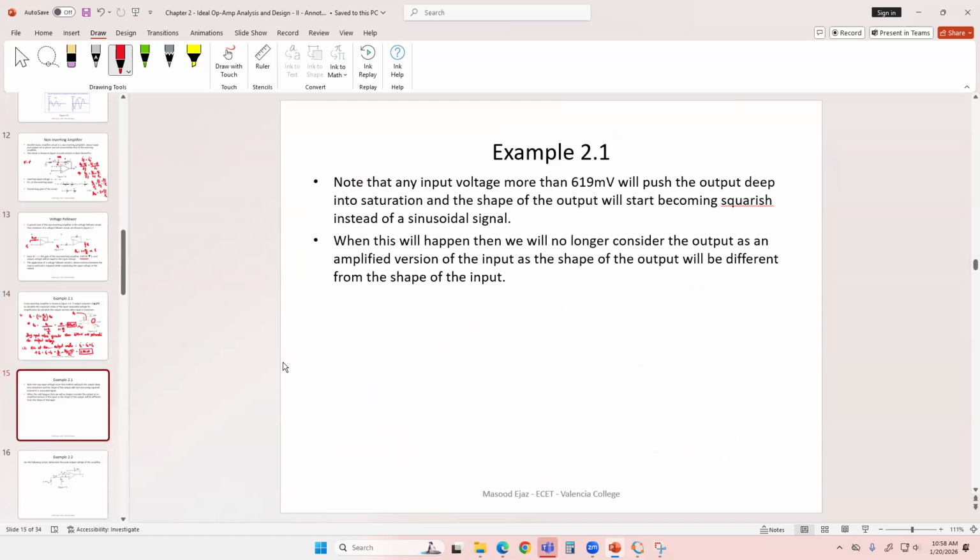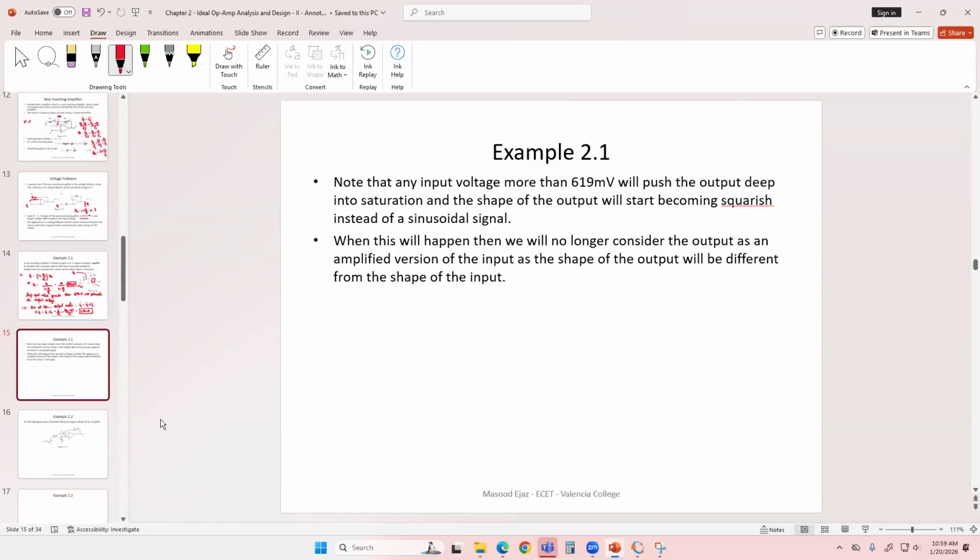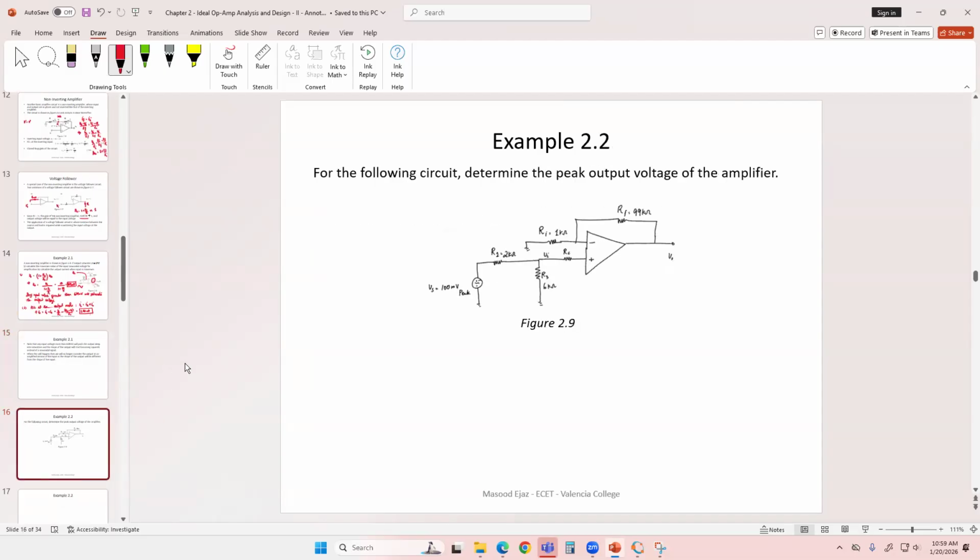Note that any voltage more than 619 millivolt will push the output deep into saturation, as we discussed, and it will start becoming squarish instead of sinusoidal. When this happens, we will no longer consider the output as an amplified version of the input, as the shape of the output is going to be different from the shape of the input. All right, second example.